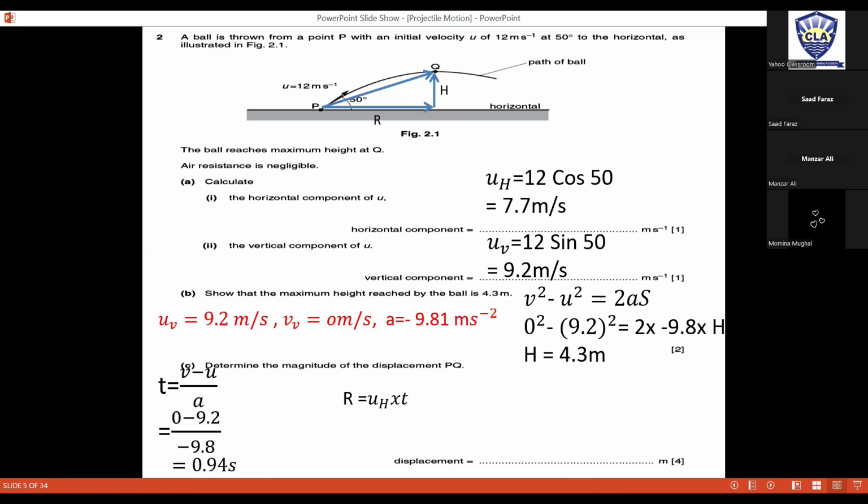Same time for the range R. So 7.7 into 0.94 will give you the value of R. So I have R equal to 7.2 and I have h equal to 4.3. I want to find out the shortest distance PQ, which is the displacement. So I will take the Pythagoras theorem, apply it, and using that, I can find out the value of displacement PQ.